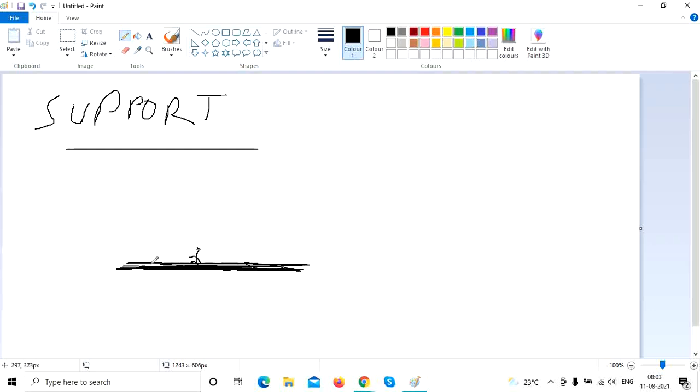So this is a zone, or this is an area which we call a support, or it's like a floor that is provided.